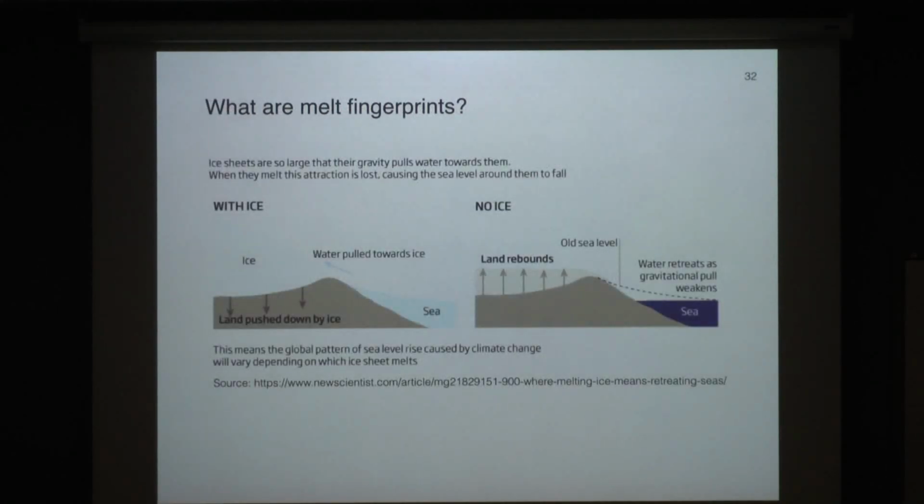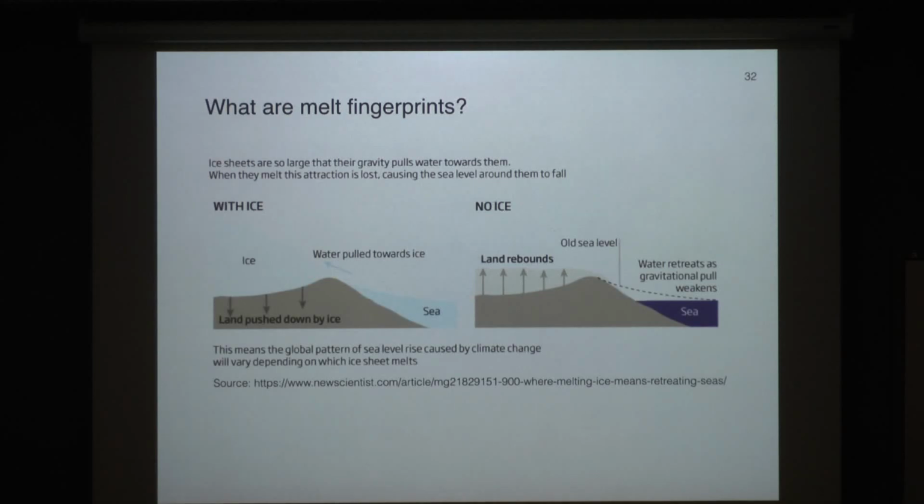So if you're not familiar, I pulled this schematic off the web, and it explains the basic concept behind melt fingerprints. And the main idea here is that glaciers and ice sheets are so massive that they have enough of their own gravitational pull to actually change the shape of the sea surface. So they pull the ocean surface towards them. So you have a big ice sheet in some area, and the sea surface actually slopes up towards the ice due to the gravitational pull.